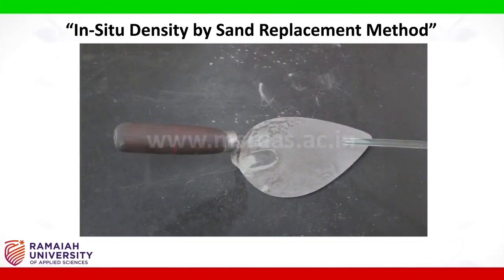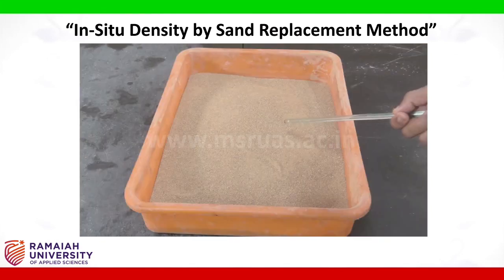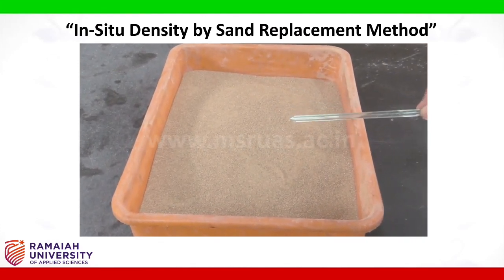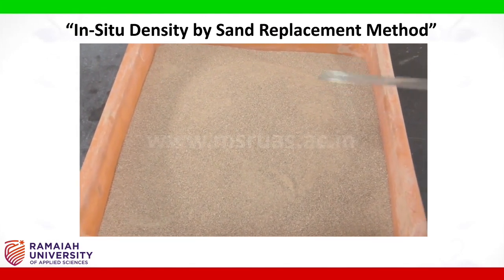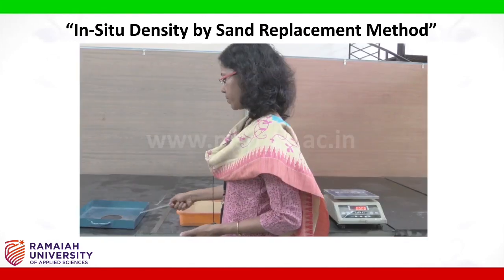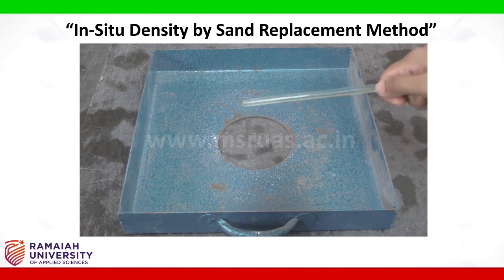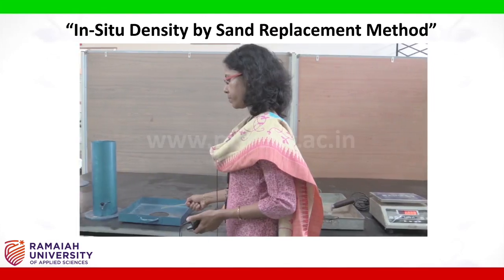Trowel. The trowel is used to loosen the soil sample in the field. Sand. This is the sand sample which is used to calibrate the soil sample. This sample should pass through 1 mm and should be retained in 600 micron sieve. A tray with a hole. The tray with the central hole is used to make the hole in the field and also to collect the soil sample when the hole is excavated in the field.